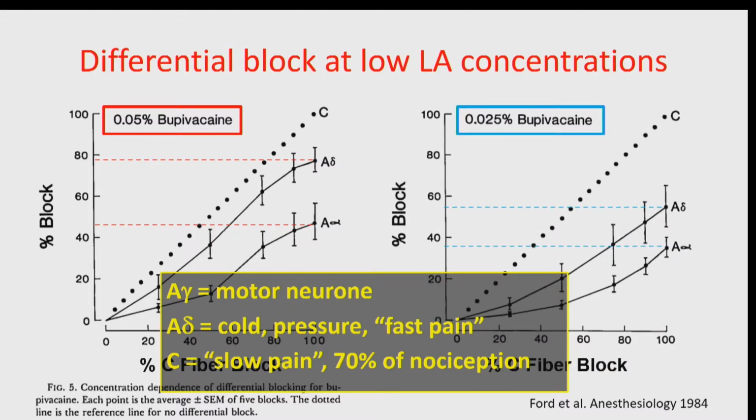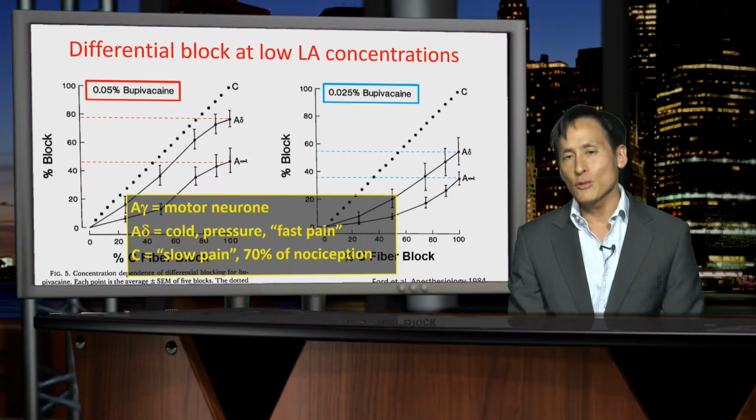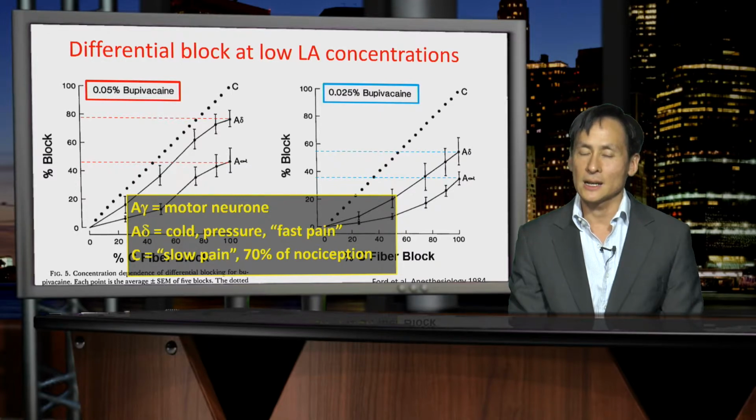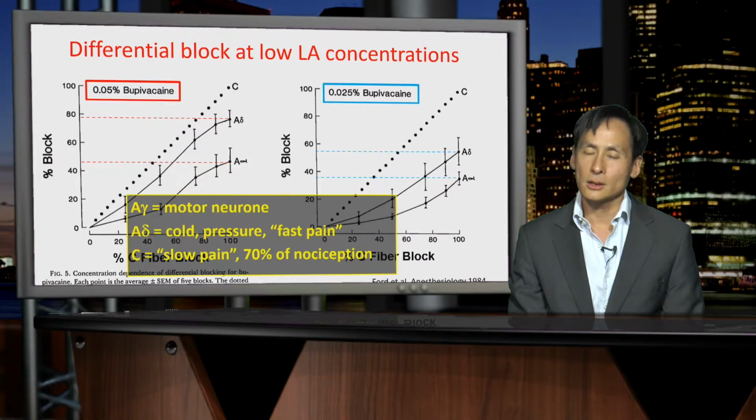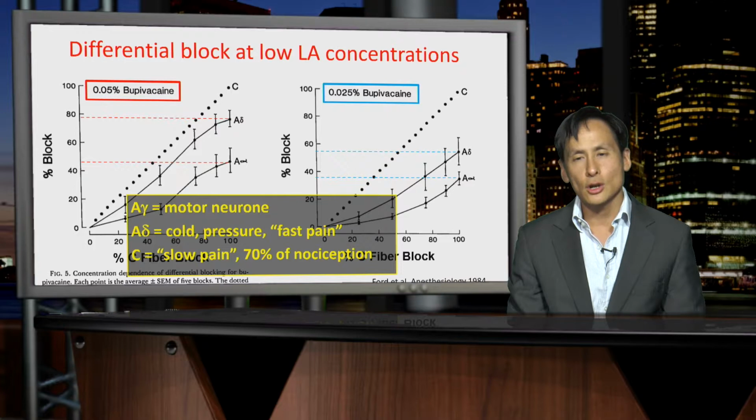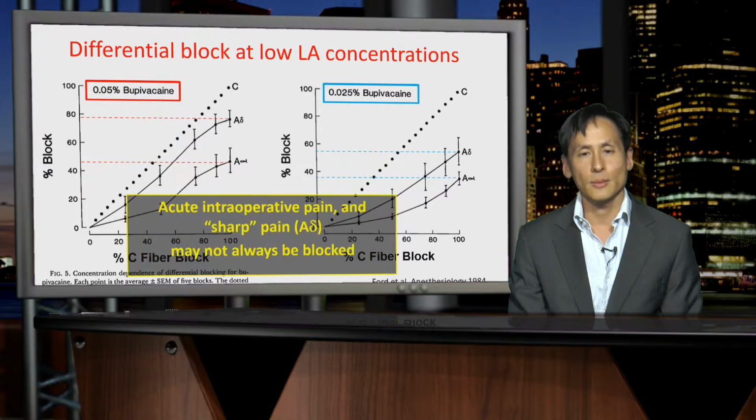When they reduced the concentration even further to 0.025%, that 100% C fiber block was now achieved with even less blockade of both the A gamma as well as the A delta fibers. And I think that this can underlie a lot of what we see clinically when we do the ESP block. Because it's such an indirect block, we are not getting a huge mass or a huge concentration of local anesthetic reaching and acting on target nerves in the paravertebral space or even the intercostal space.